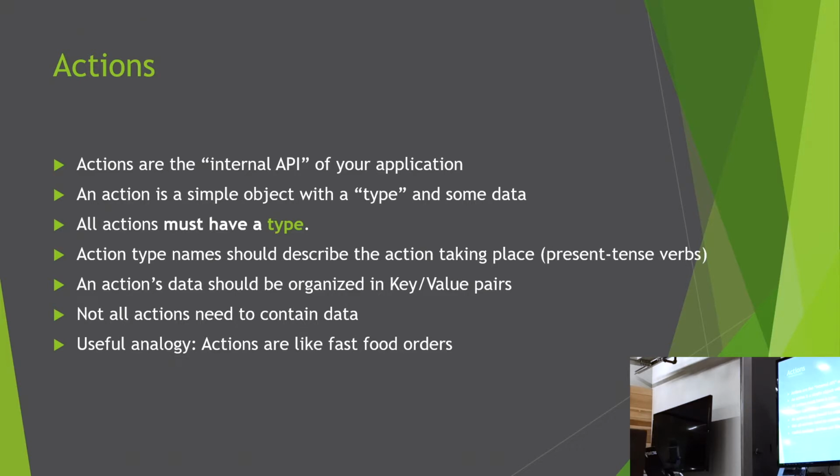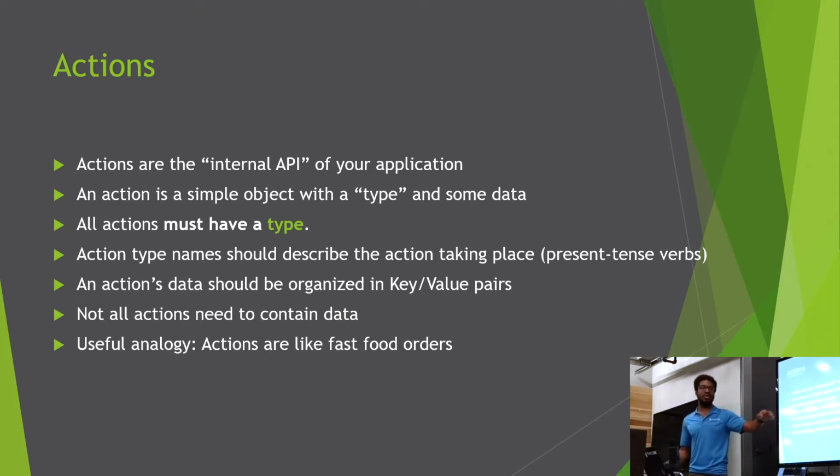You can pass data with an action so that the store has what it needs in order to perform the business logic it needs to do. If you do that, you organize them in key value pairs. In the code example on the next screen, we'll get a sense of what I mean by that. Not all actions need to contain data, I mentioned that. And continuing with the fast food restaurant analogy, actions are like fast food orders.